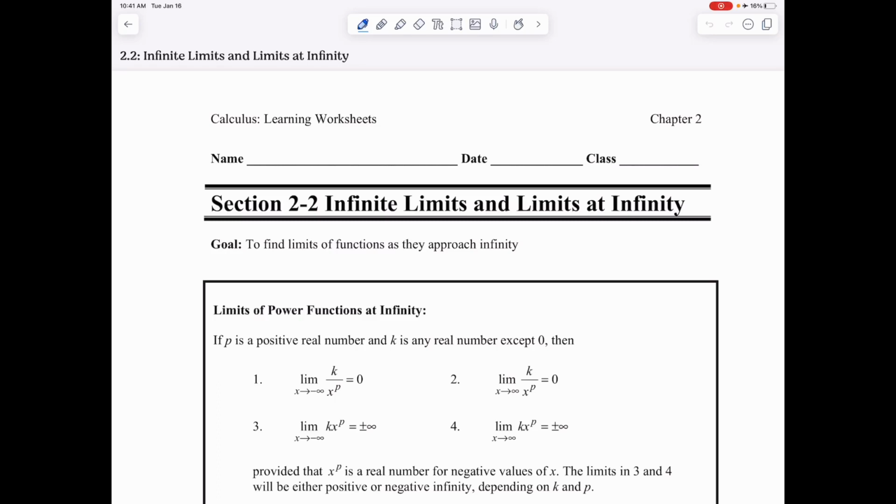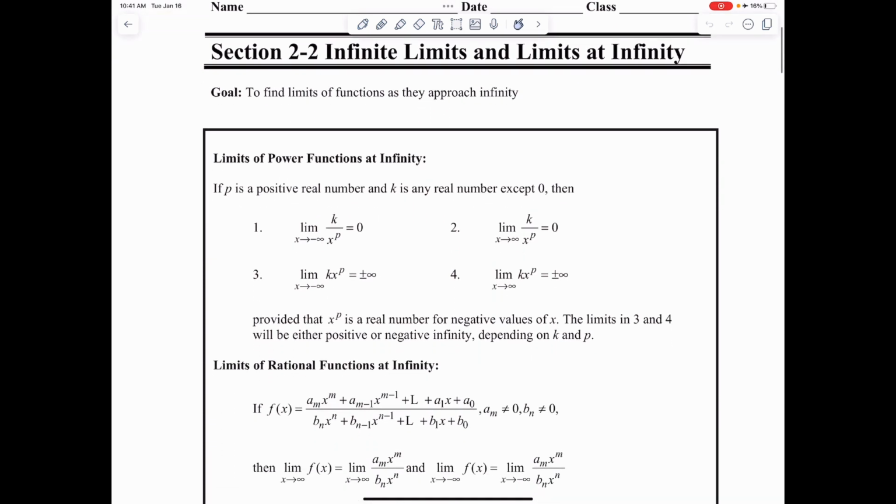Hi everyone, welcome to section 2.2. We're talking about infinite limits and limits at infinity. Our goal is to find limits of functions as they approach infinity. So let's look at some of our properties and definitions to get us started.